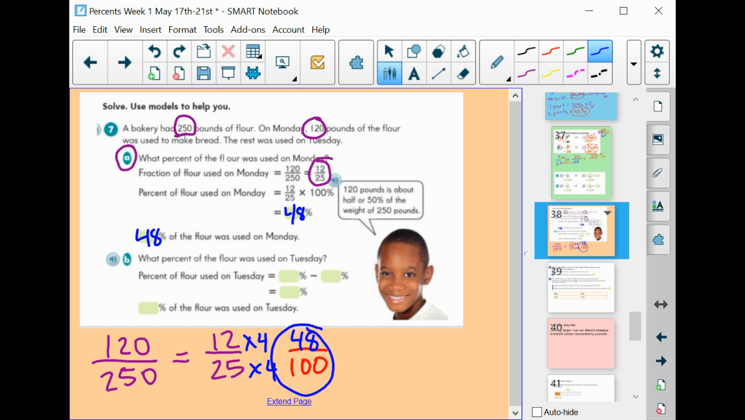What percent of the flour was used on Tuesday? Now, this is kind of like the problem you had yesterday about students at Northport eating lunch. You are going to take your what percent of the flour was used on Tuesday. We are going to subtract 100% minus what was used on Monday, 48%. And we will get 52% was used on Tuesday. So to find that, we did 100 minus 48. We got 52%.